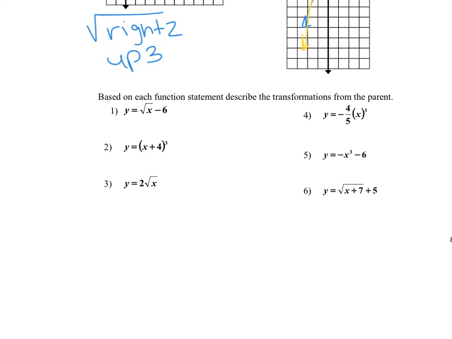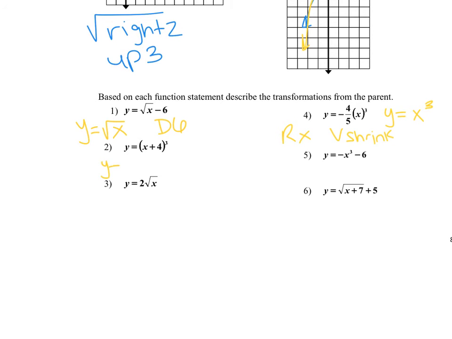So we're going to describe the things that are happening here in these examples. The parent function here is y equals the square root of x. And what's happening is down 6 units. The next one here, the parent function is y equals x cubed because there's a cubed, and we see a reflection over the x-axis, and we also see a vertical shrink because 4/3 is less than 1.